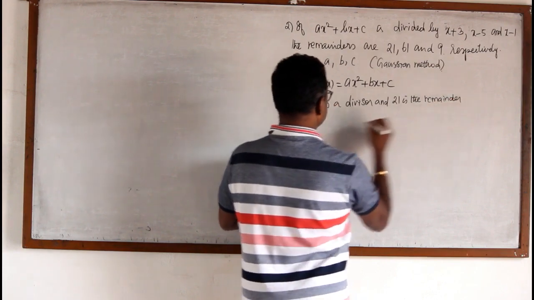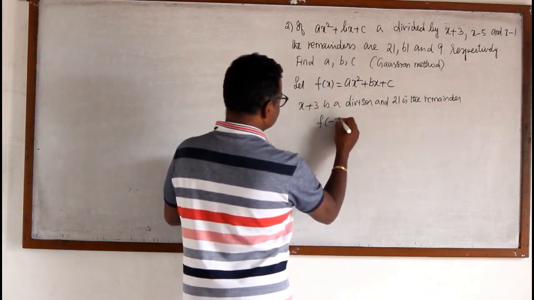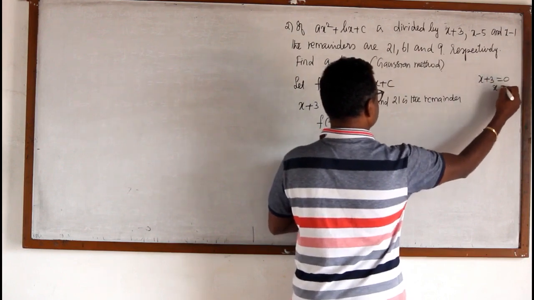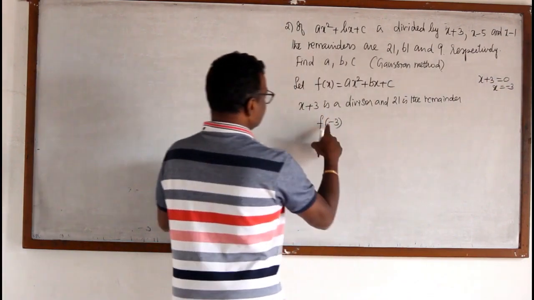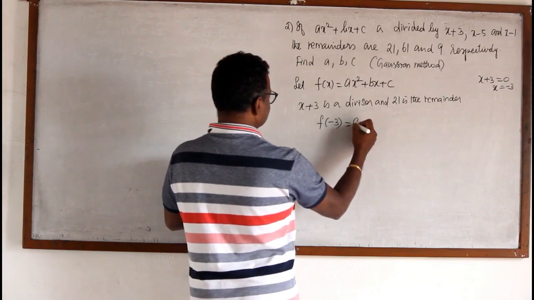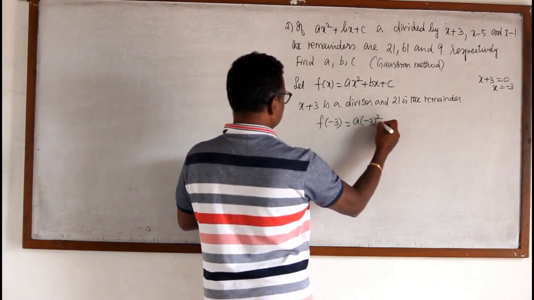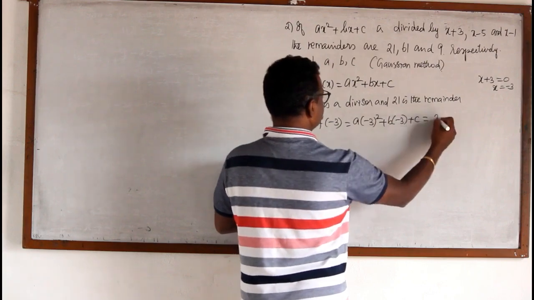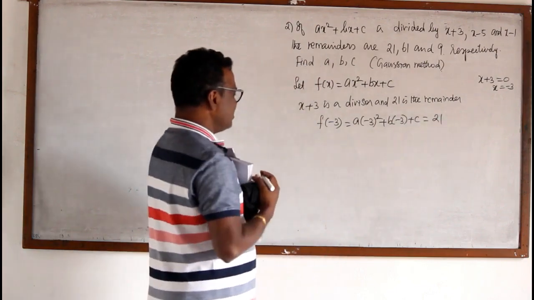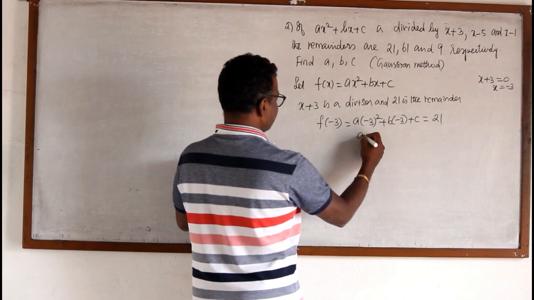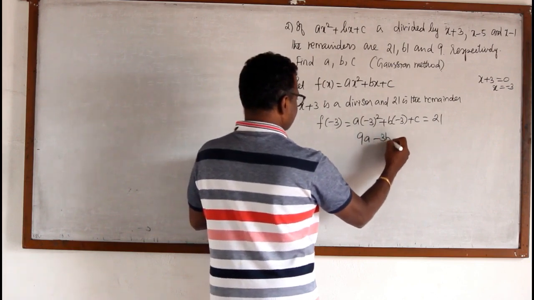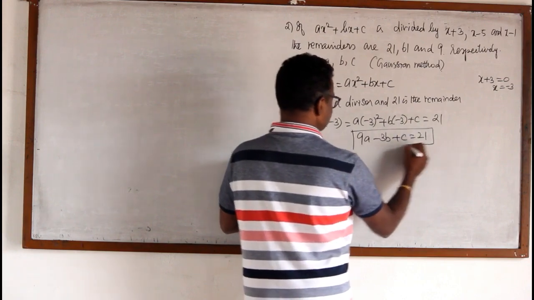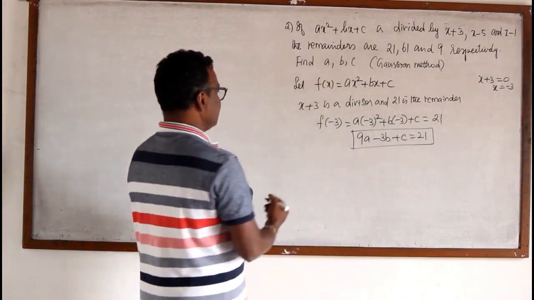Then in that case, f of minus 3, isn't it? That is x plus 3 equal to 0 if I assign x equal to minus 3. That is f of minus 3 is a into minus 3 the whole square, b into minus 3 plus c. Then the remainder is 21. This is called the remainder theorem, isn't it? That is 9a minus 3b plus c equal to 21. This is one equation in a, b, c.